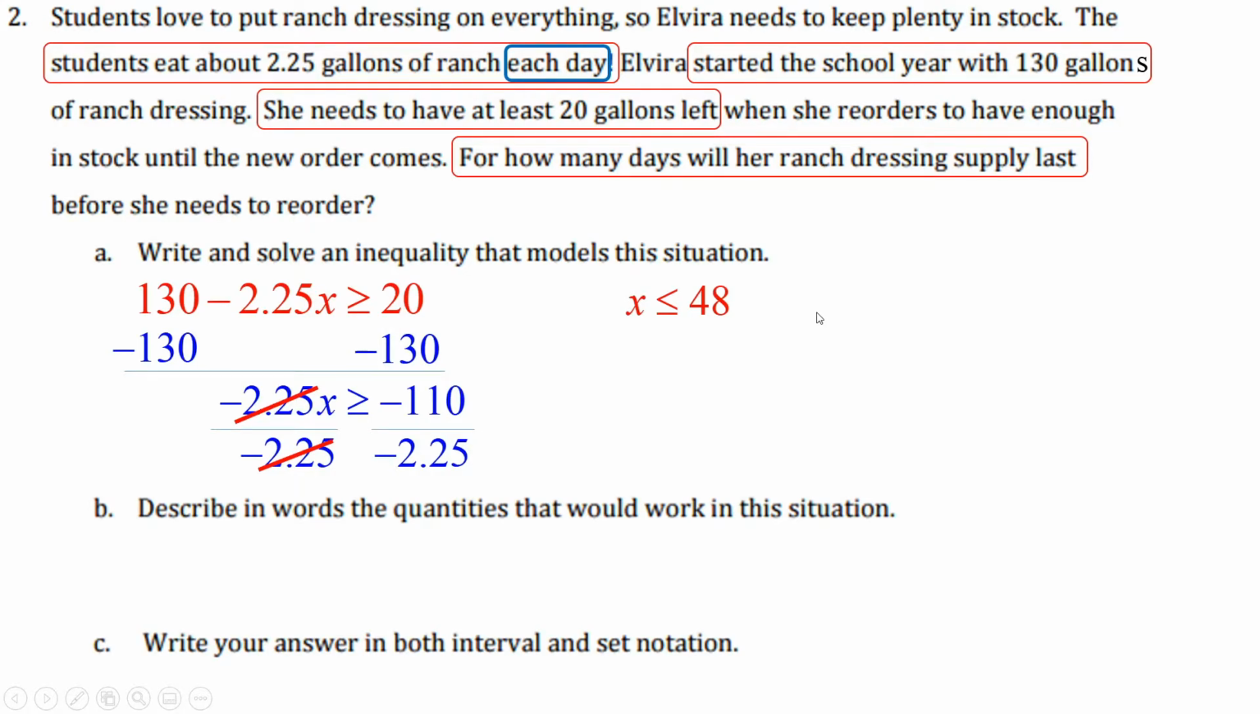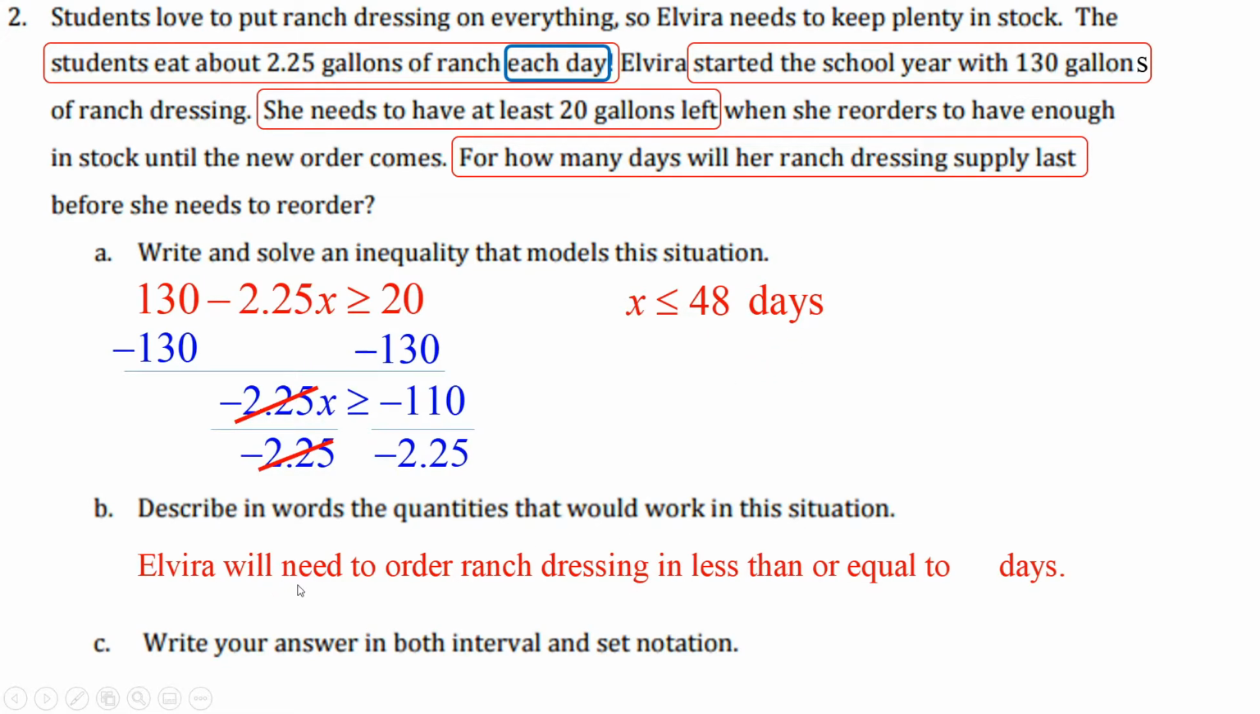So write and solve. We have part A done. Now describe in words the quantities that would work in this situation. Well, the number of days would have to be less than or equal to 48. You could read it just like that and write it like that, but let's add a little more here. Oh yeah, there's your days too. Elvira will need to order ranch dressing in less than or equal to how many days? 48 days. Now, like last time, write your answer in both interval and set notation.